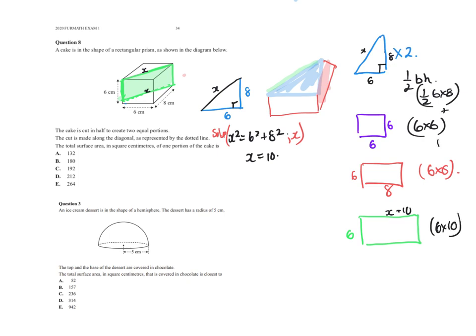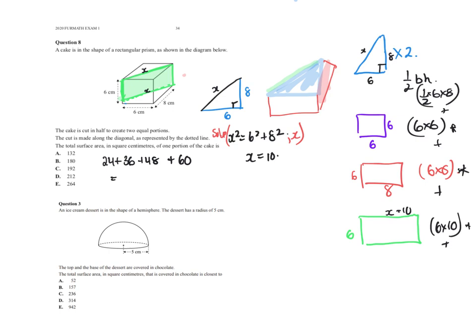So we're going to add all these up. So I have this one, a half times 6 times 8. So that's going to be 24, plus this one, which is 36, plus this one, which is 6 times 8, which is 48, plus the 6 by 10, which is 60. So if we add all those numbers up, we get 100.